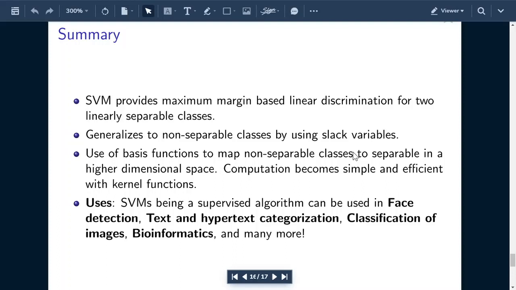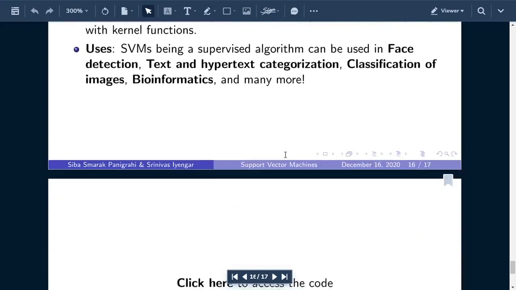So yeah, and SVM is a supervised algorithm. Why supervised? Because we know the labeling for each and every instance, xt and rt also. It can be used in face detection, text and hypertext categorization, mostly any kind of supervised task you can say. Just find the features, provide them to the algorithm, it will do its job. Okay.